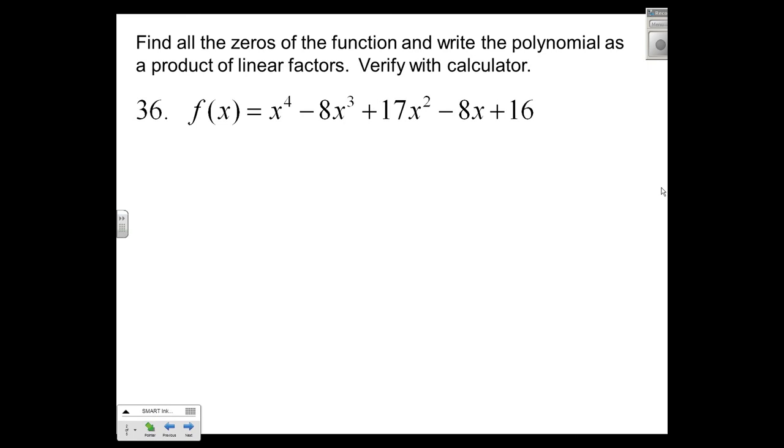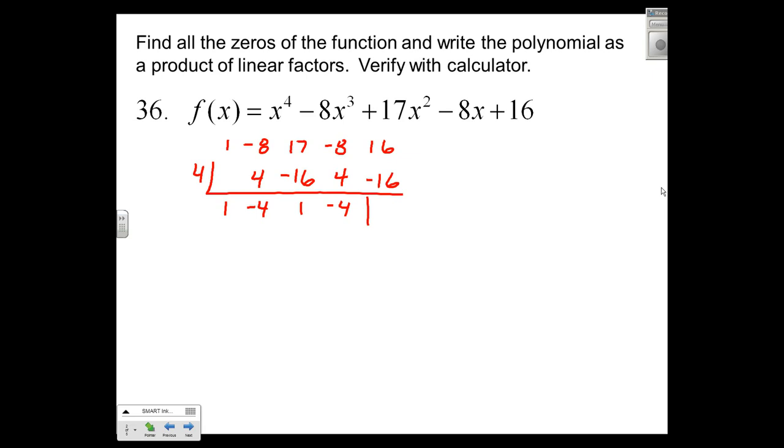So here we go. That is 1x to the 4th minus 8x cubed plus 17x squared minus 8x plus 16. No holes in that. In other words, I have an x to the 4th, x to the 3rd, x squared, x to the 1st, x to the 0th term. We decided we're going to try to run 4 through that. Of all the choices, I'm feeling lucky with 4. 1 times 4, add them, negative 4 times 4, negative 16, add them, positive 1 times 4, 4, add them, negative 4 times 4, negative 16, and once again I got lucky.